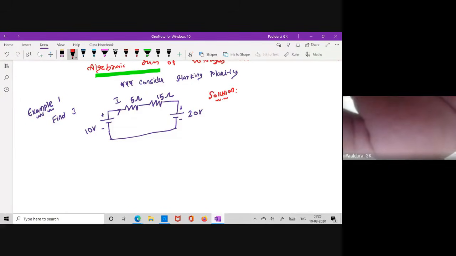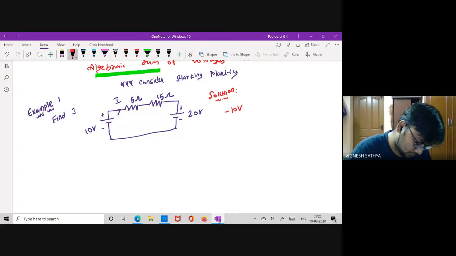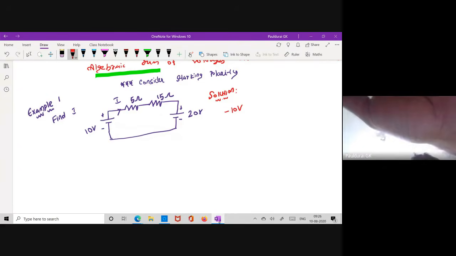So please listen. So this is minus 2 plus, so minus 10 volt. And before that, I don't know this current which flows. I don't know the voltage across 5 ohm. Always the current entering is positive, leaving is negative for resistance. So here also this is positive, this is negative.